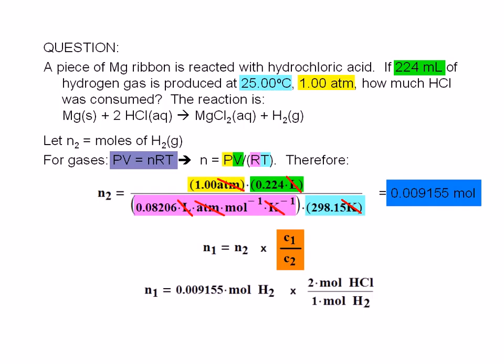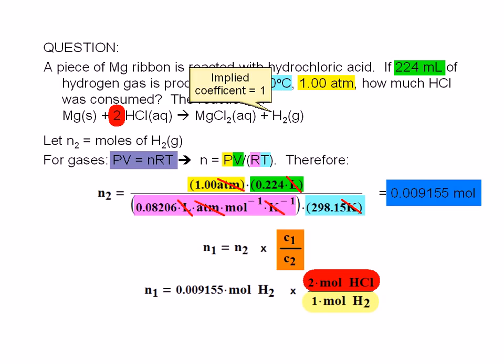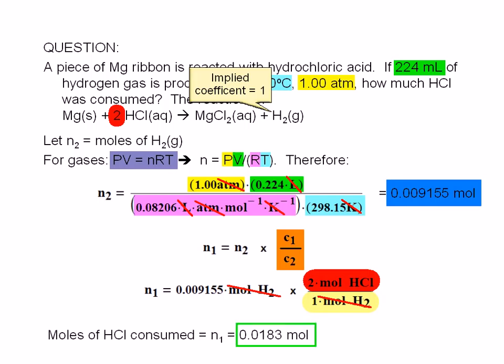All we have to do now is multiply this by the ratio of coefficients. Since we are being asked for the moles of HCl, our conversion factor will have the coefficient of HCl in the numerator and that of hydrogen in the denominator. The coefficient of HCl is 2. The coefficient of H2 is implied to be 1. In other words, the balanced equation tells us that 2 moles of HCl are consumed for every 1 mole of hydrogen that is produced. Carrying out the indicated calculation gives us the answer to the question. 0.0183 moles of HCl are consumed.